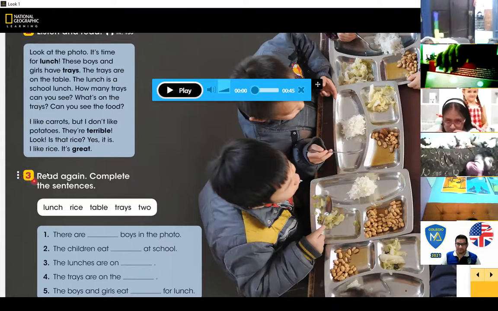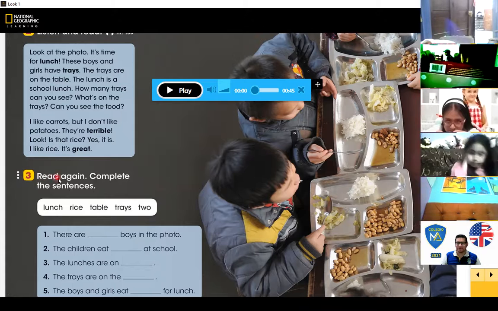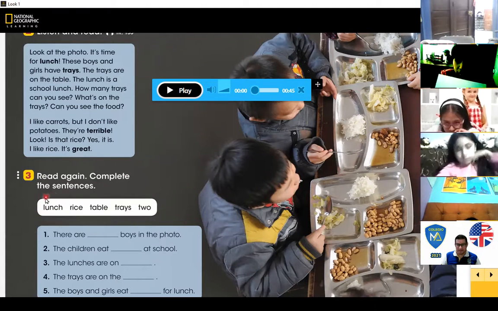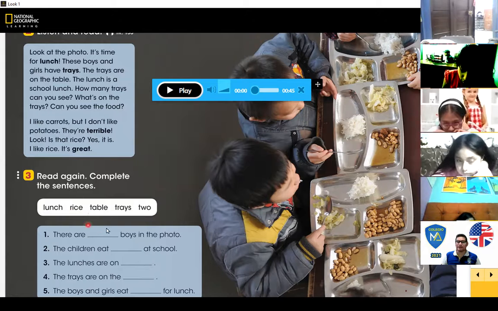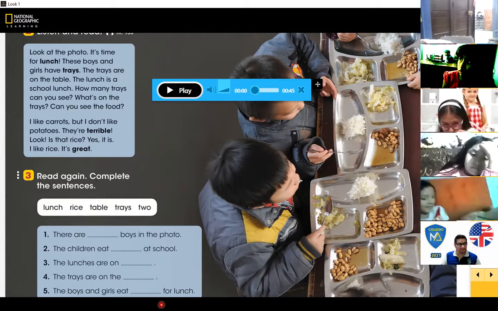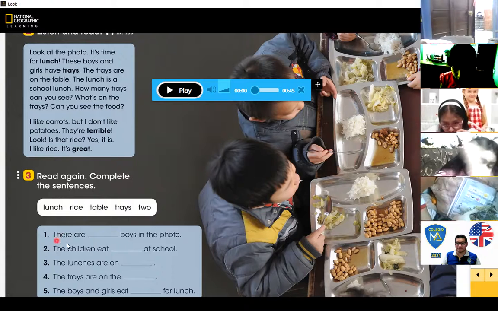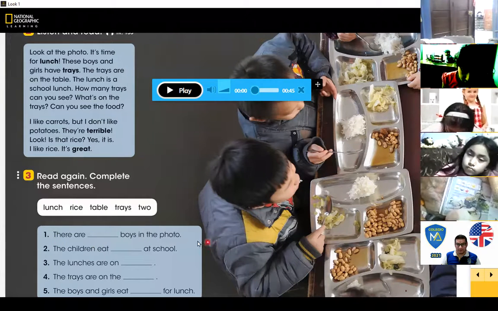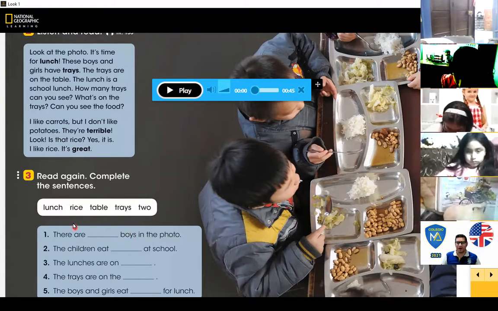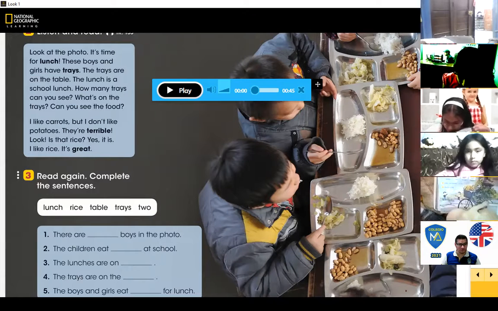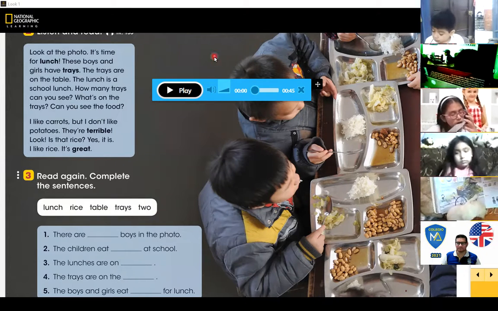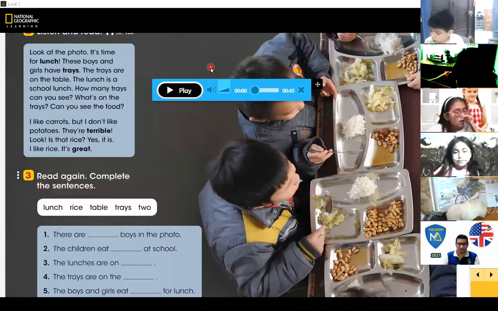Okay, here we have a small reading about this. Now, in this part says, number three, read again, complete the sentences. We're gonna use these options. Lunch, rice, table, trays, to complete on this part, yeah? It says, there are boys in the photo. What do you think? There are lunch, rice, table, trays, too. What do you think is the answer? Vamos, tell me the answer.